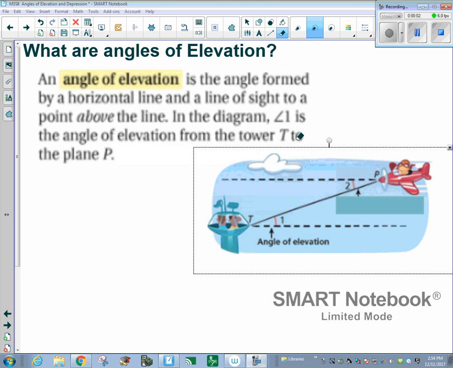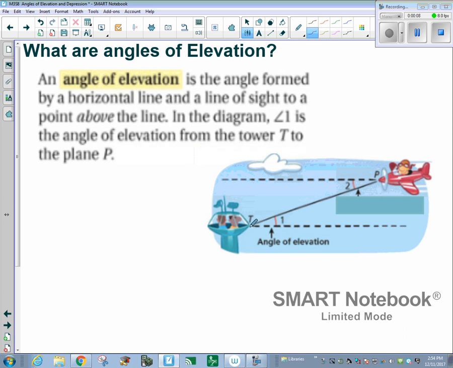Well, hello everybody. We're going to talk about angles of elevation. An angle of elevation is an angle where you are looking off, if you're following the horizon line, which is this dotted line down here, and you look up to see something, that is an angle of elevation. So this, from the watchtower, angle 1 is an angle of elevation because they're looking up to see the plane.